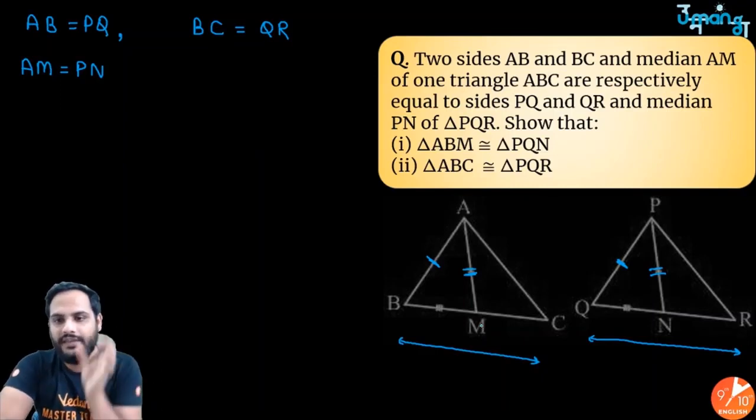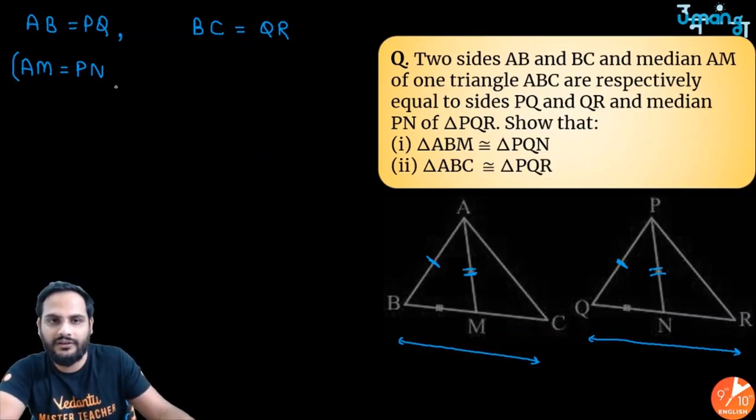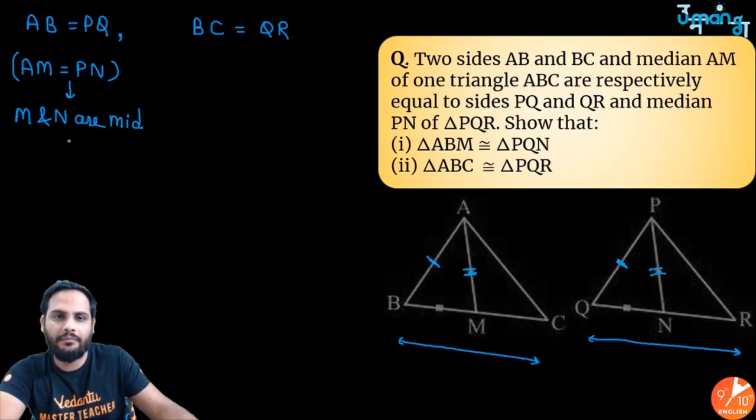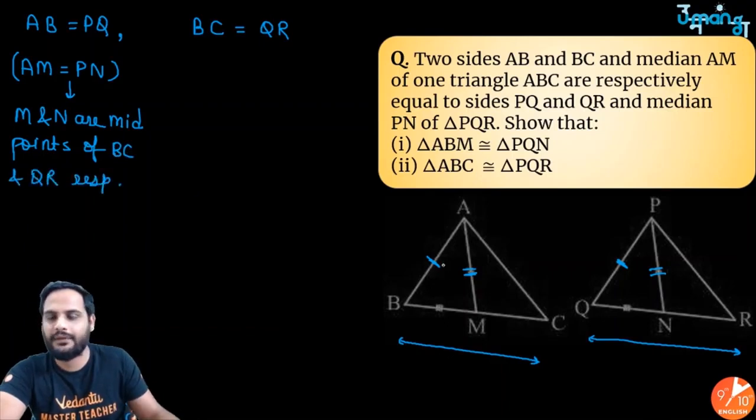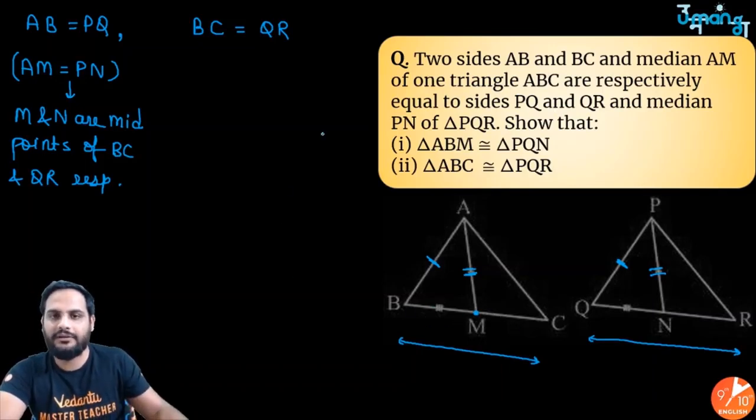Now they are medians. Medians means they will be dividing. This M and N are the midpoints. So if they are medians, from here I can clearly say M and N are midpoints of BC and QR respectively, right? So beta, if BC and QR are equal, since M is the median, this M is the midpoint of BC.